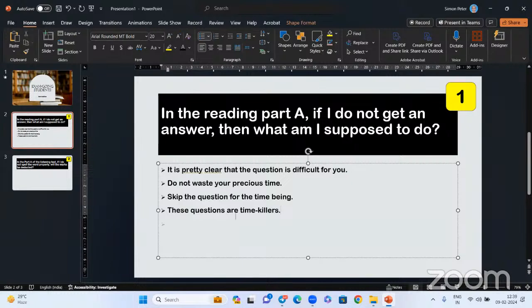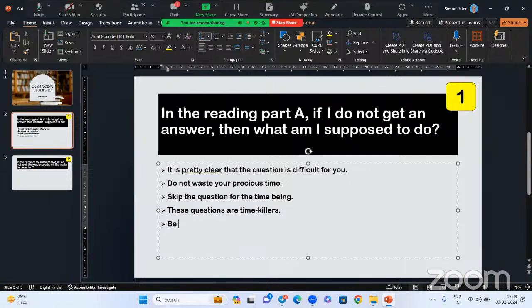So be wise enough to judge the level of the question. If it is beyond your capability, there is no other option. Skip the question for the time being, if it's troubling you.